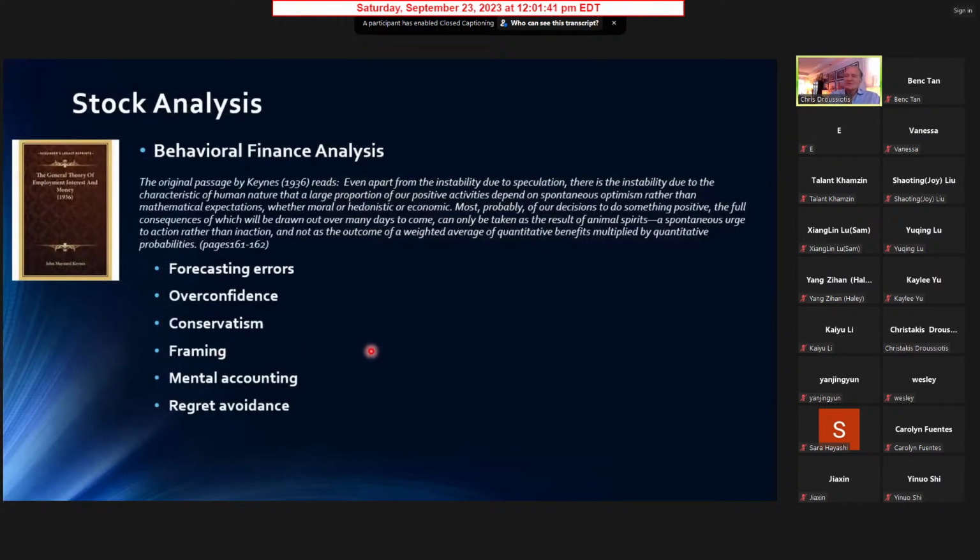Behavior, of course, is another reason stocks go up and down. And what I did, actually, I love this book. This is 1936, by the way. A famous economist, which you guys hear all the time, Keynesian. So Keynes and Keynesian economics wrote this book, The General Theory of Employment, Interest and Money. It's basically how the economy works.